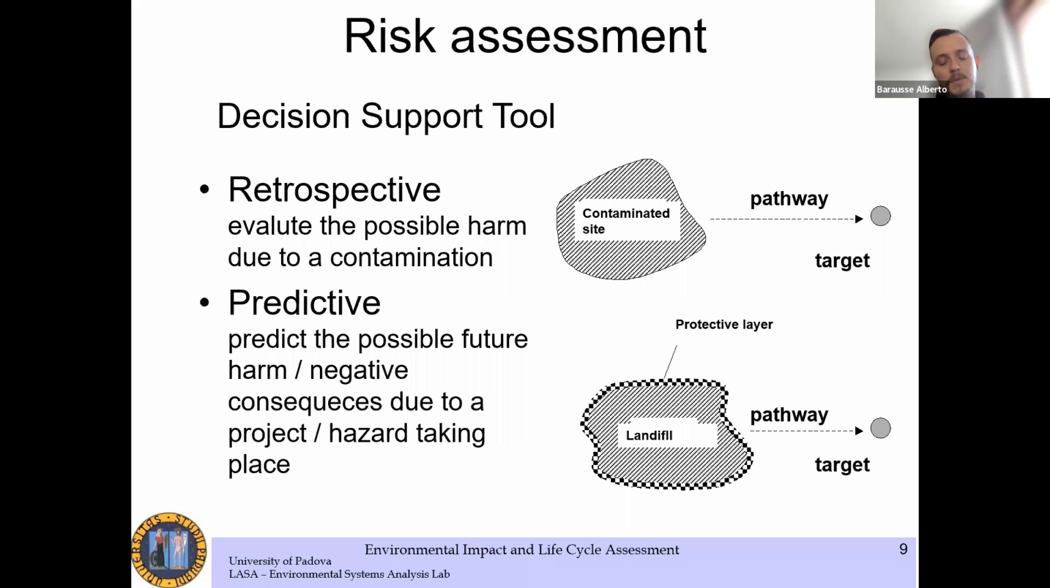Okay, so as I was saying, risk assessment is a decision support tool in environmental engineering. You can use it, these are just definitions, in retrospective mode, that is to evaluate the possible harm due to a contamination that's already taken place in the past. Or you could use it in a predictive mode, so to predict the possible future harm caused by something that you're going to do, such as constructing a landfill.